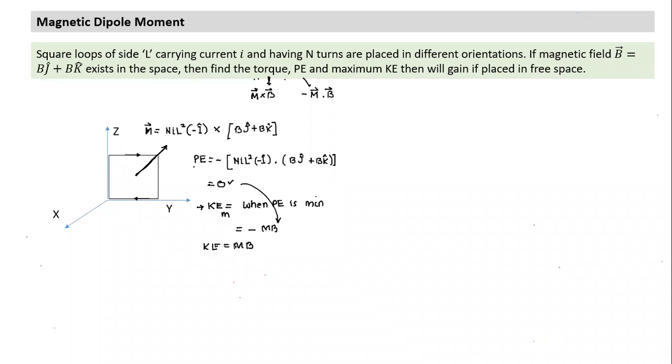So for loss of potential energy, K will be equal to P final minus P initial. Sorry, when I'm writing loss, I will write it as P initial minus P final. What is P initial? 0, and P final is minus MB. So what is the loss of potential energy? MB, and that will be the gain in kinetic energy. All are clear?